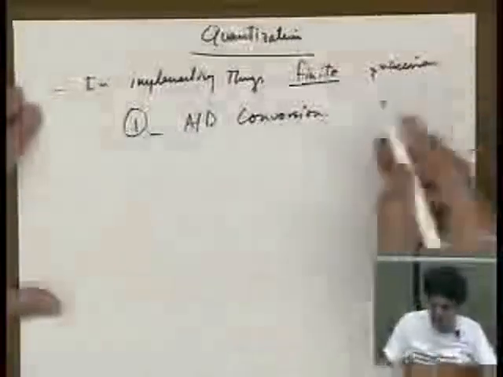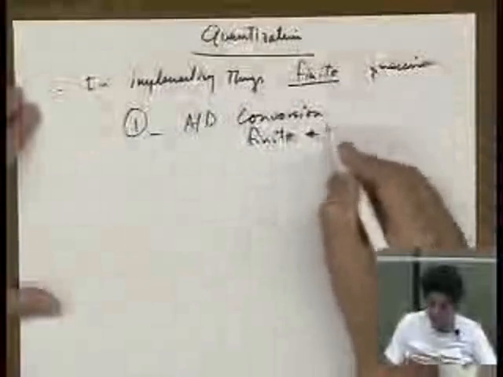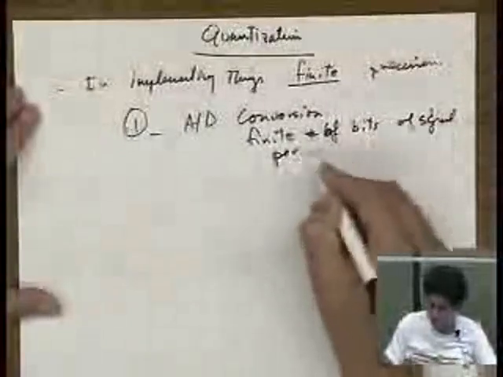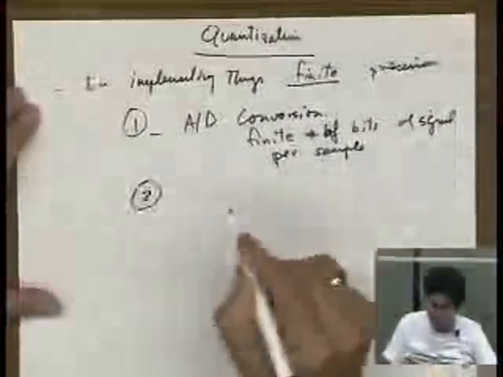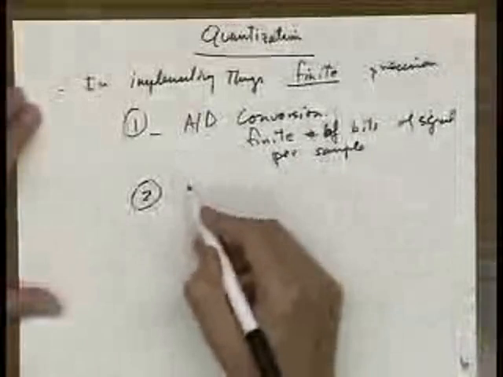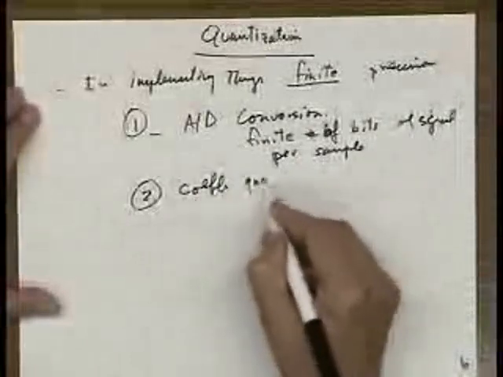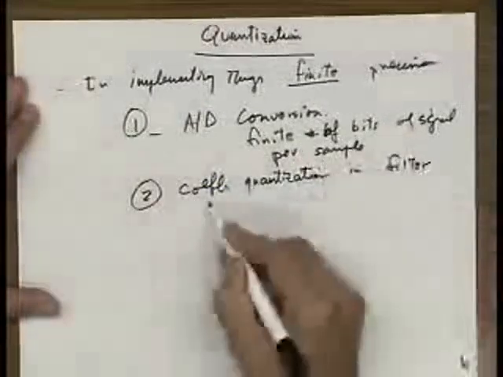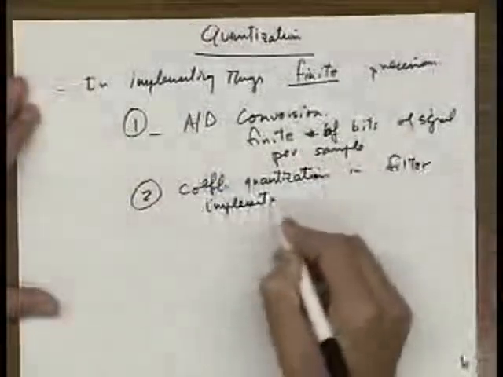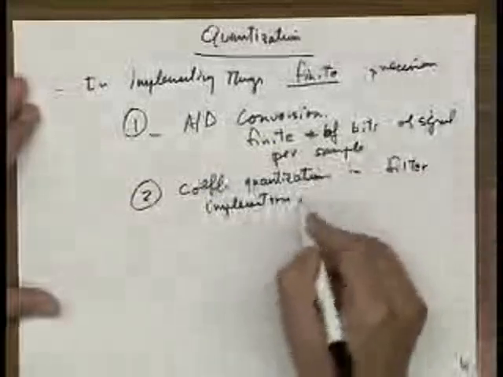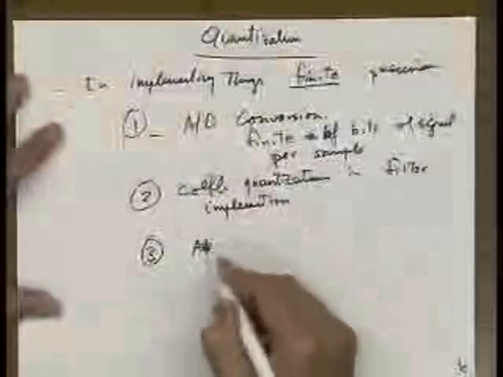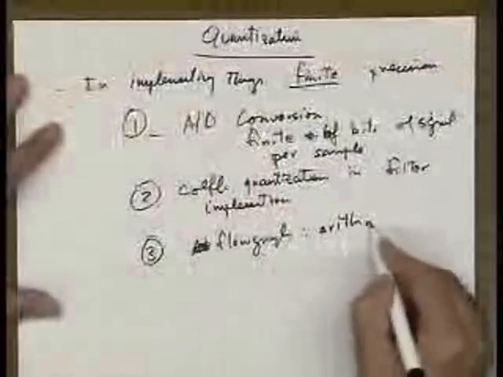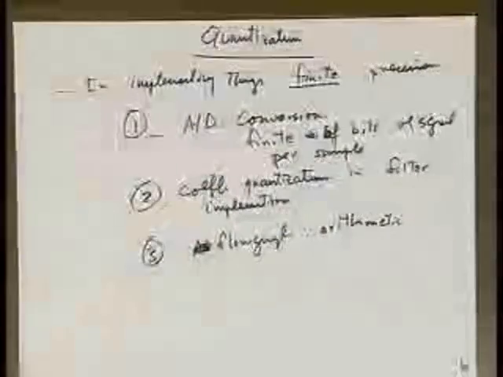So what I mean by finite precision is three cases. Number one, A to D conversion: you get a finite number of bits of your signal per sample. Number two, coefficient quantization in your filter implementation: you can't be representing it with infinite precision, it has finitely many bits. And then finally, when you implement, let's say, a flow graph, the arithmetic can't have infinite precision. Arithmetic has finite precision.